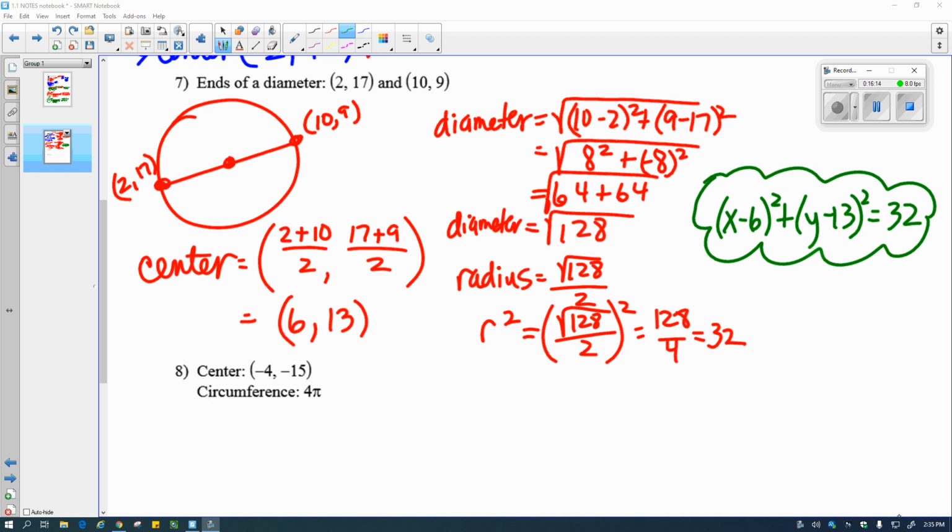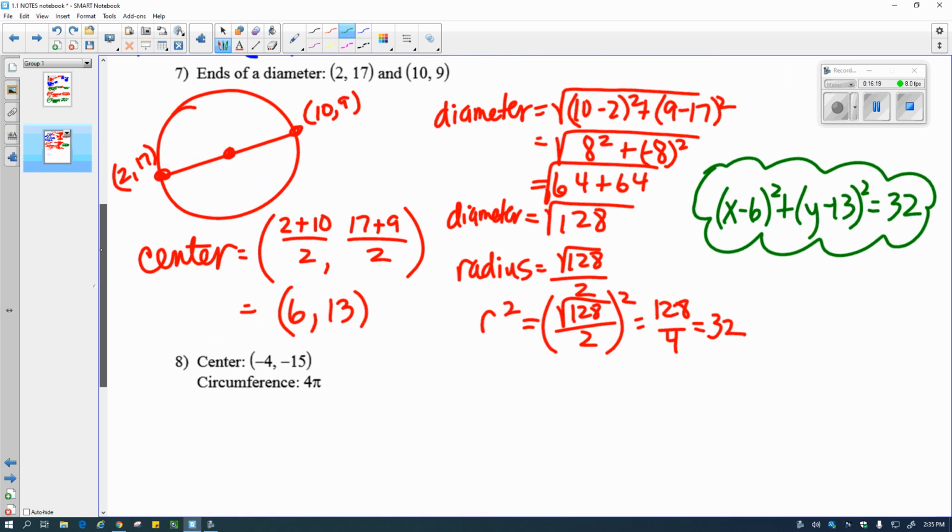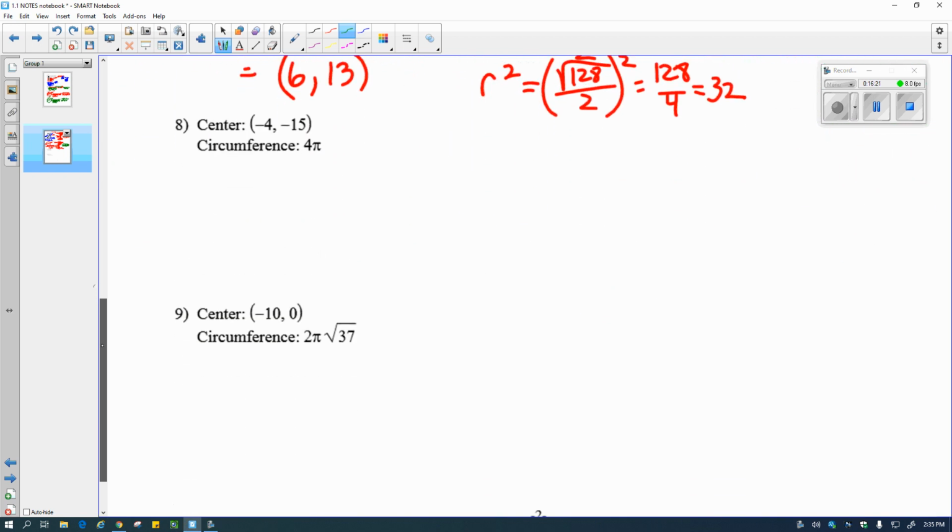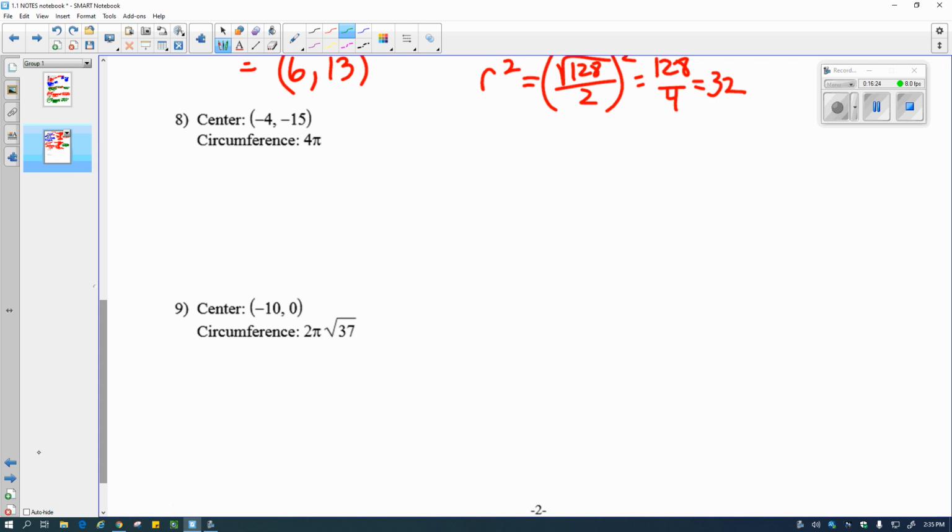All right, we're down to the last couple on the notes, and the last couple look more difficult than they are. Again, we're given different information, and this uses yet again one of the formulas on your sheet of paper: the circumference is equal to 2 pi times the radius. In this problem, I've got the center, and I need the radius. The radius is the unknown, but they give me the circumference, which I'm using as c.